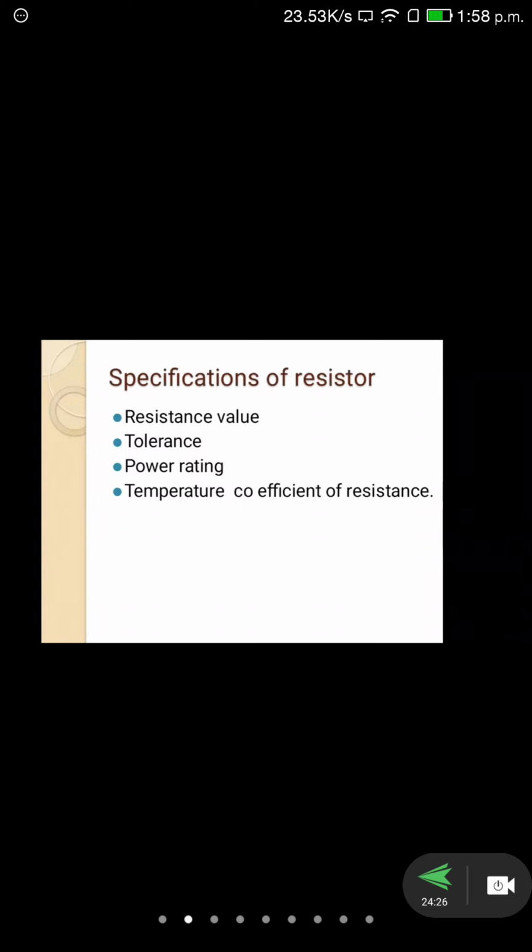So what are the 4 things? First one, resistance value. That is the important thing. Next, second one, tolerance. What tolerance is offered by the resistor? Next, power rating, and finally, temperature coefficient of resistance. These 4 are the important factors we consider when selecting a resistor. So let us go through the in-depth explanation.